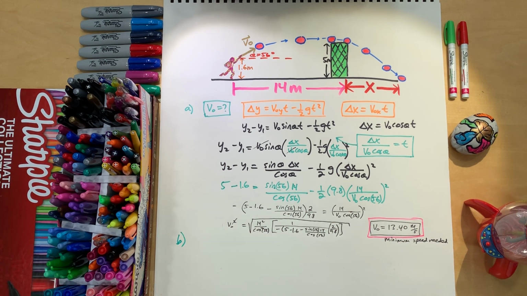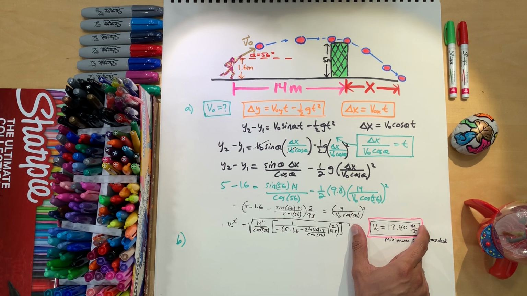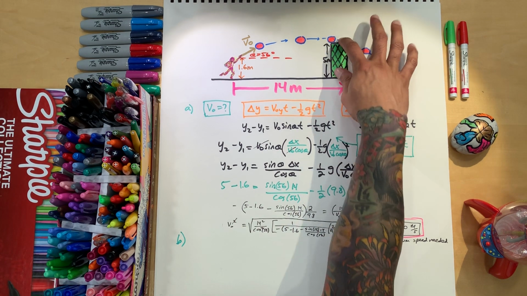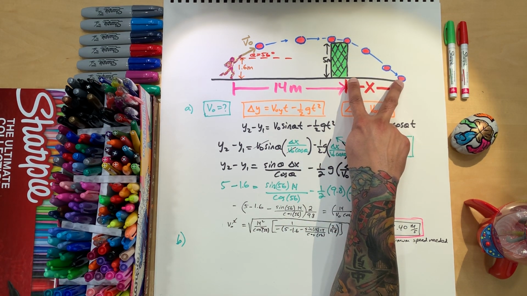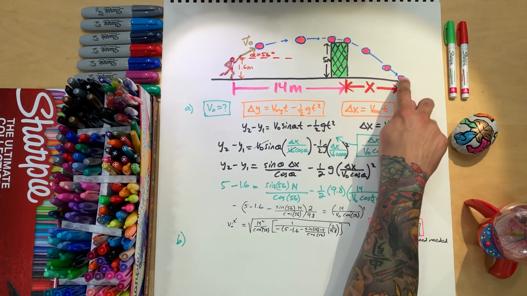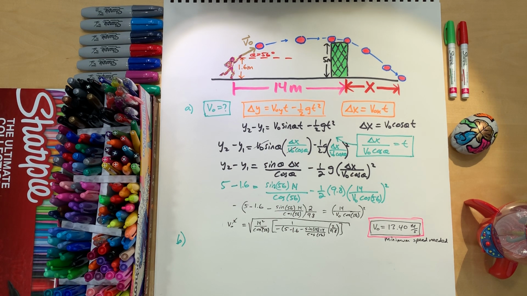Part B, we have: with v initial from part A, what horizontal distance beyond the fence will the ball land on the ground? So now that you cleared the fence, where is it going to land, and how far is that distance from the fence? Okay, so let's think about it.